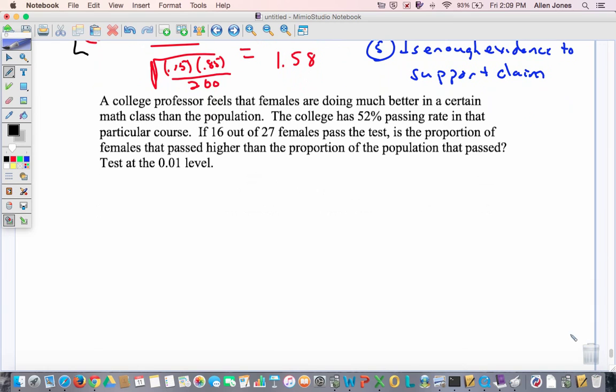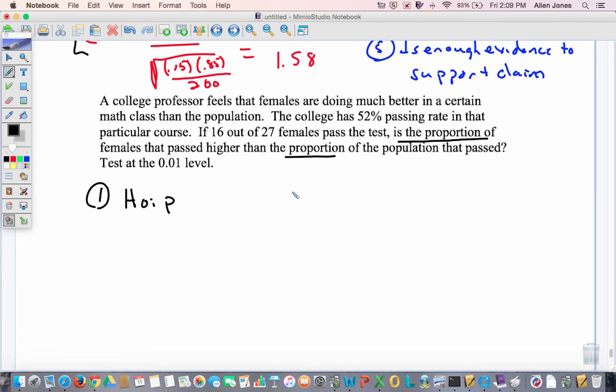College professor feels that females are doing much better in a certain math class than the population. College has a 52% passing rate in that particular course. If 16 out of 27 females pass the test, is the proportion of females that passed higher than the proportion of the population that passed test at the 0.01 level?